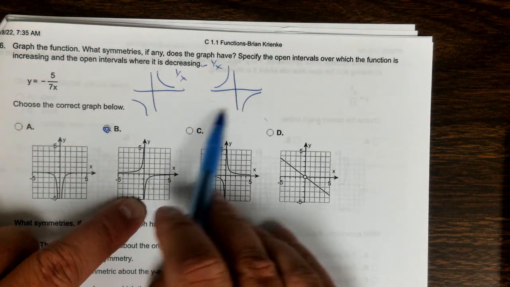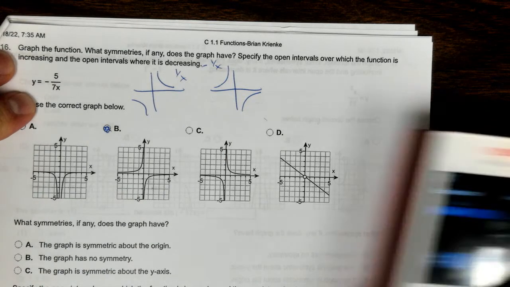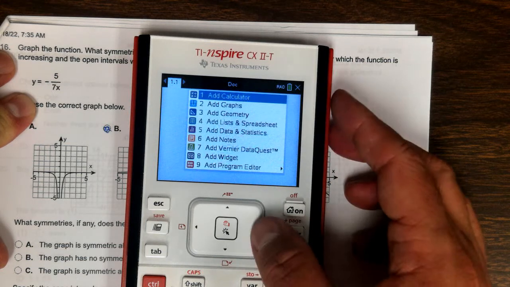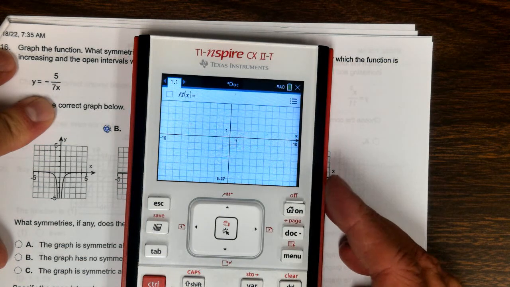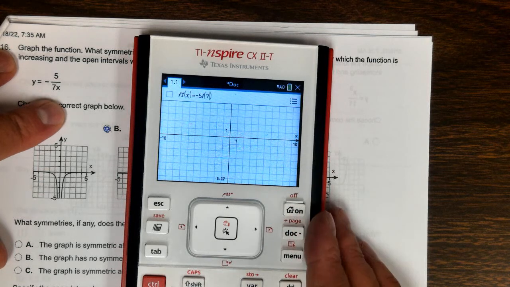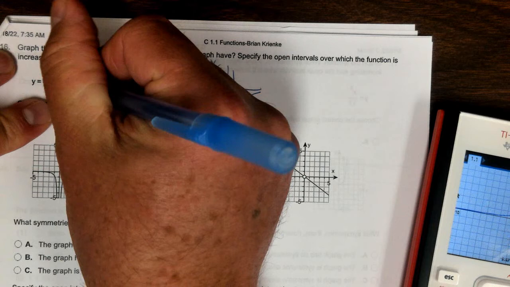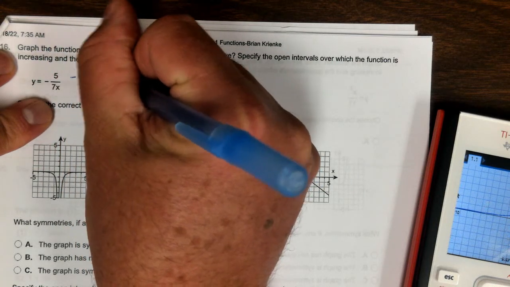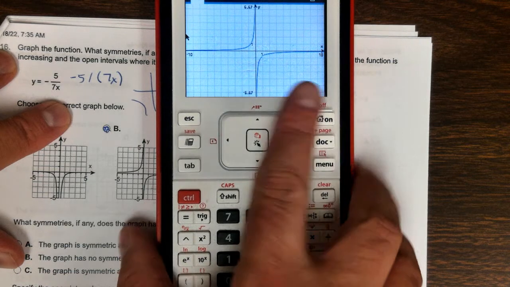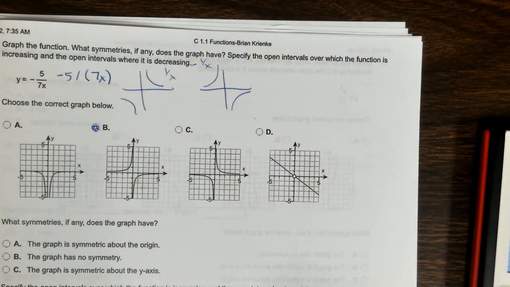If you don't just like using the parent function like I did, make sure you use your parentheses properly. So you'd say -5 divided by parentheses 7x. Got to emphasize that parentheses. And then you can graph it. So it looks like that. All right. So that's the B graph.